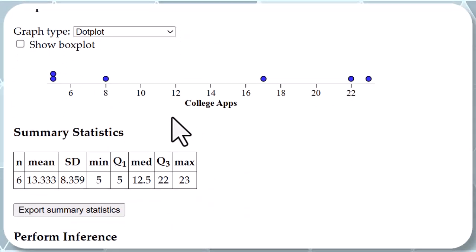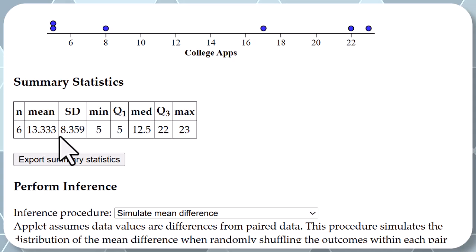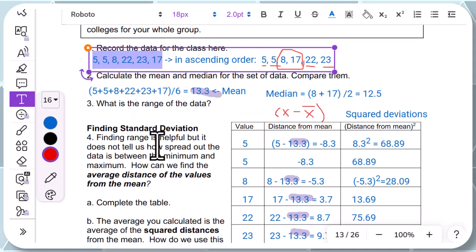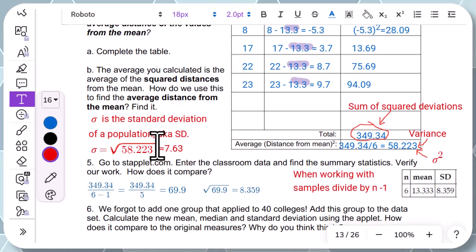And you can see there's a dot plot. And here you can see that the standard deviation is 8.359. Is that the same as what we had? No, we had 7. So what's going on? Well, when you have a sample, you're not getting all of the data, so you're not measuring all the spread.